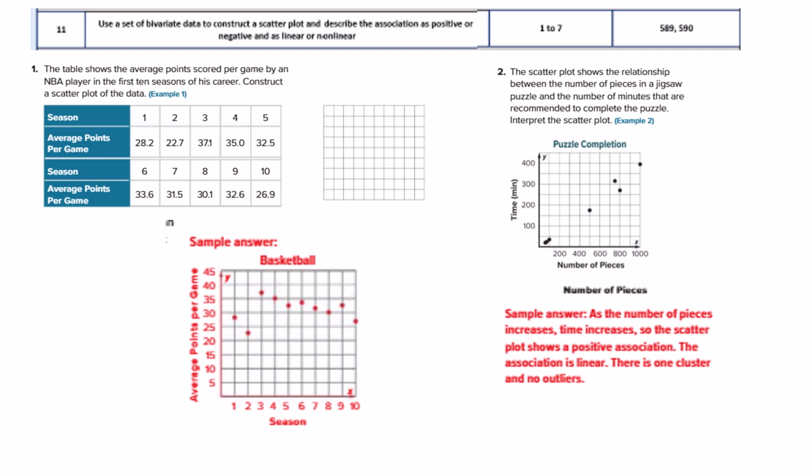We're going to go very quickly into question 11 and 12, which is number 1 to number 7 on page 589 and 590. We are going to go through the sample answers very quickly.